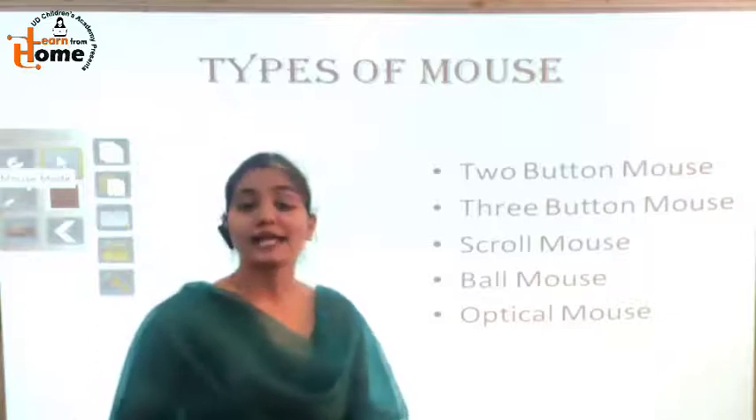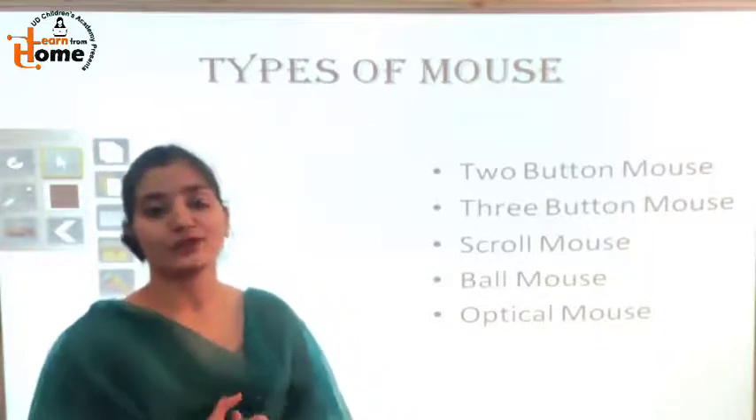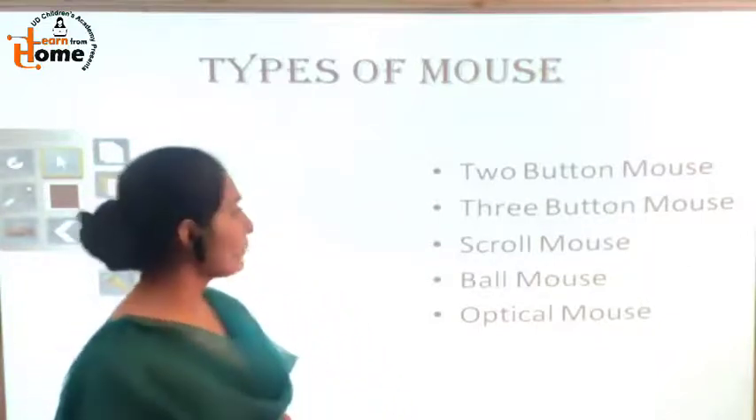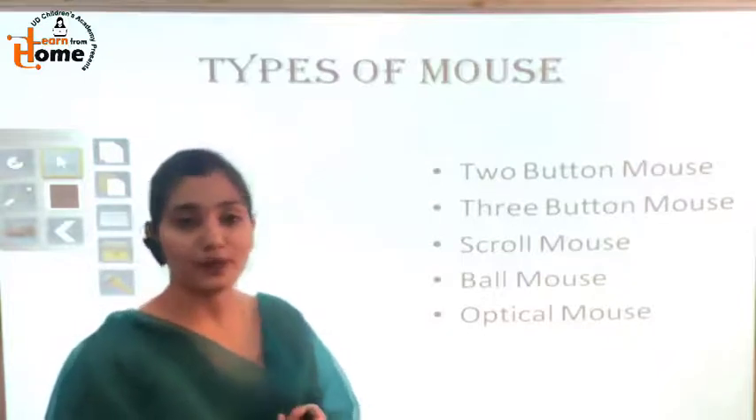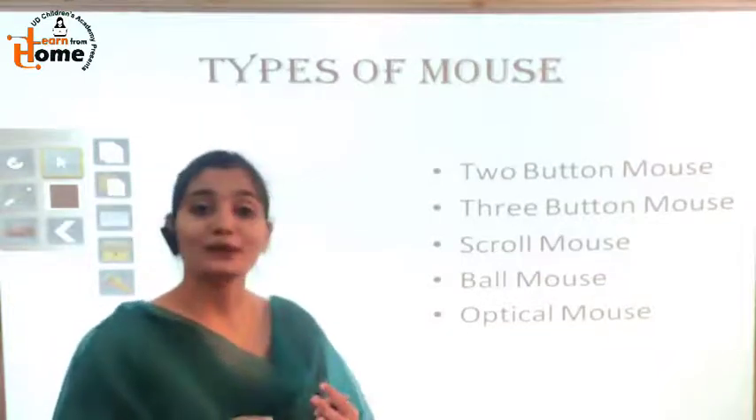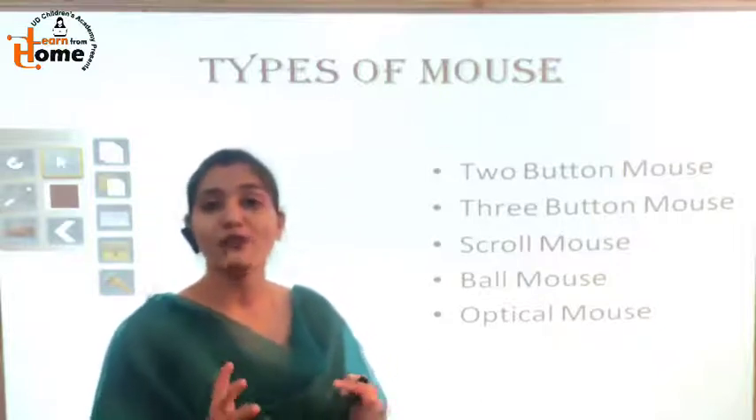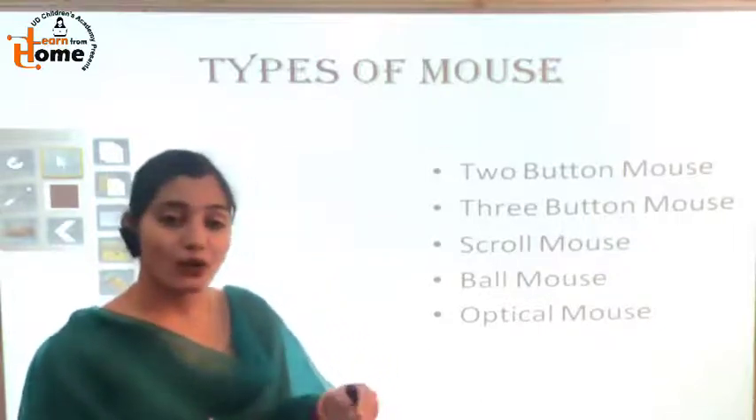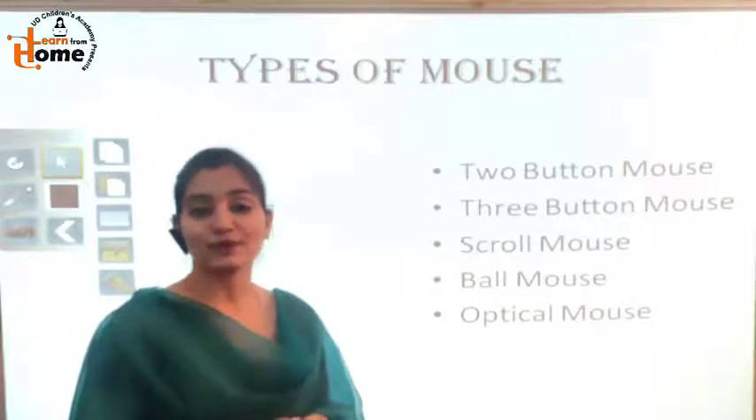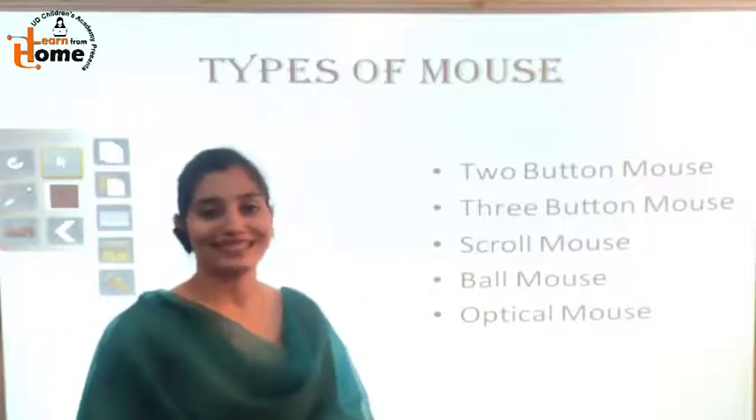Next, the types of mouse. There are different types of mouses, okay? We have 2-button mouse, 3-button mouse, scroll mouse, ball mouse, optical mouse. These are all different types of mouse. Next we will learn about all these types one by one. Okay?